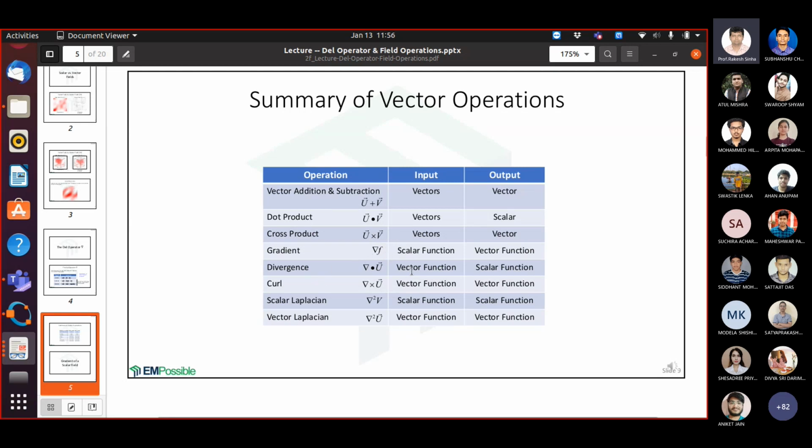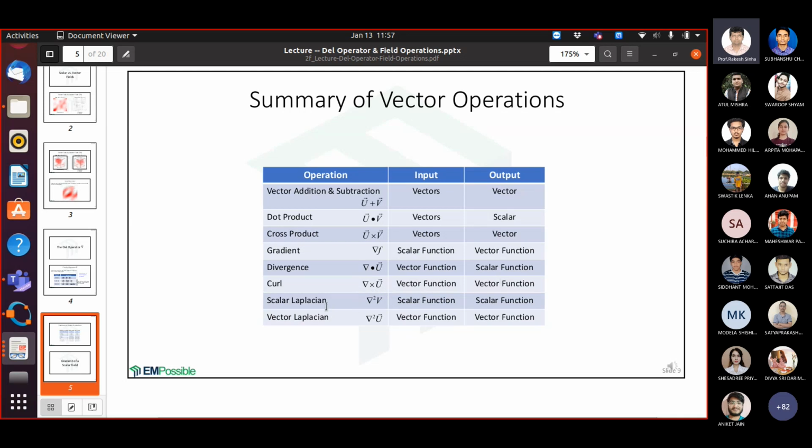And the divergence of a vector: if you have a vector field u and take the divergence of that, it leads to a scalar quantity, which is also a field. If you take the gradient of a scalar field f, that is a vector field, not necessarily spatially invariant. If you take the divergence of a vector field, that leads to a scalar field, and if you take the curl of a vector field, that leads to another vector field.